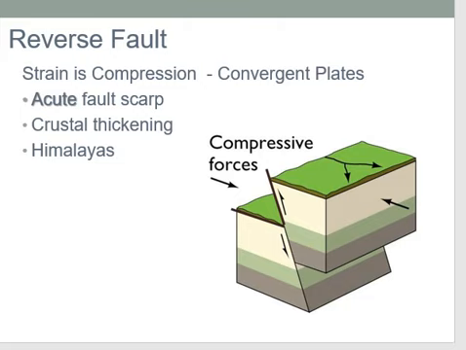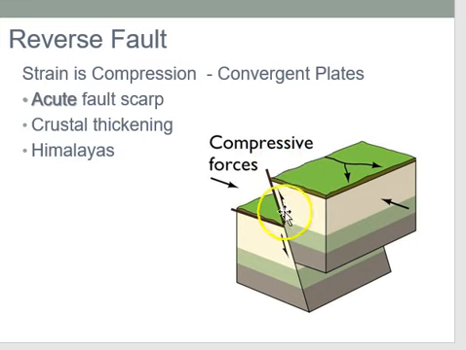So the second type of fault is a reverse fault, and this is caused by convergent plates, so kind of squeezing together. So again, instead of pulling things apart where something's going to drop down below, when you have compression, one piece is going to pop up above the other, and this is the cause of the crust getting thicker. And large mountains are built in this way, like the Himalayas.